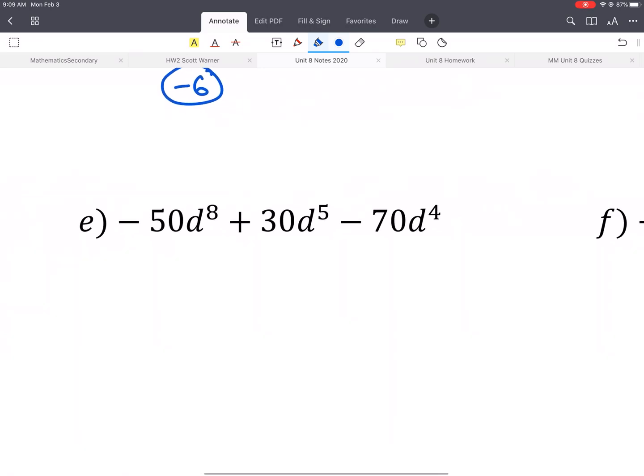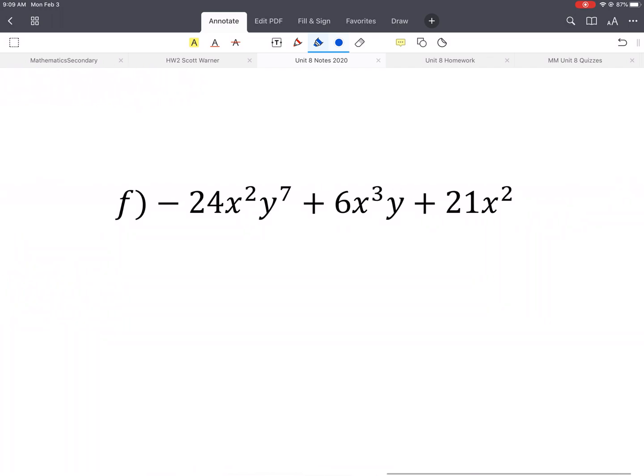All right, here it looks like we can factor out a 10 and a d to the fourth, and we need to take out the leading negative as a negative. And then the final one.